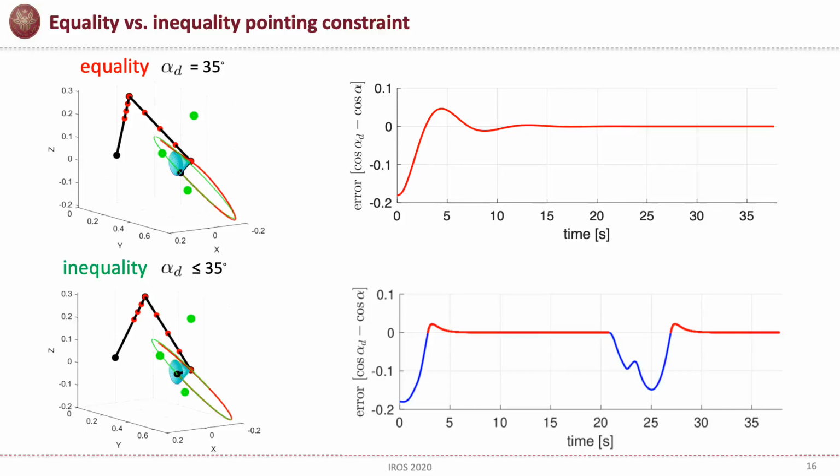A last comparison is made between equality and inequality constraints. In the pointing task, the red traces indicate when the pointing task is active. When using the equality constraint, the pointing task is always included in the stack of tasks, and the error should converge to 0, if possible. Instead, when using the inequality constraint, the task is excluded from the stack of tasks whenever the pointing error is equal to or less than 0, the blue traces, leaving more dexterity to the robot.